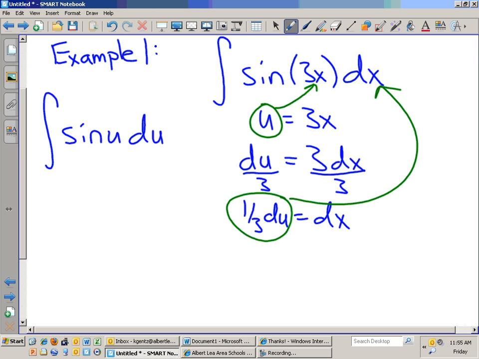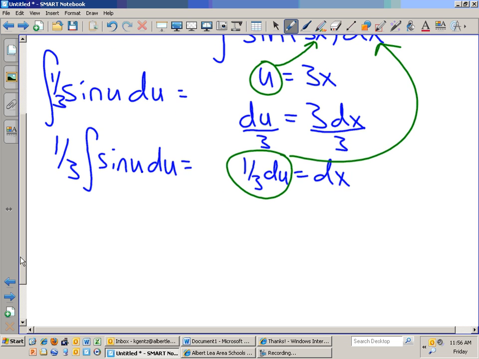Now, we talked about what we could do with that 1/3, didn't we? That's a constant. It can move anywhere. I could put it in front. In fact, I could move it to the outside if I want to. I could say this is the same as 1/3 times the integral of sine of u du. I'll make it really easy on myself. What is the integral of sine of u du? Negative cosine times 1/3.